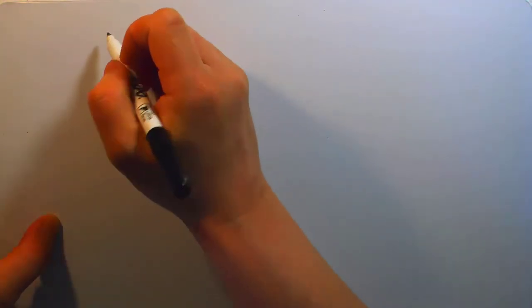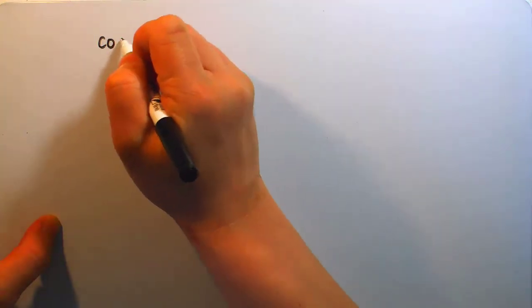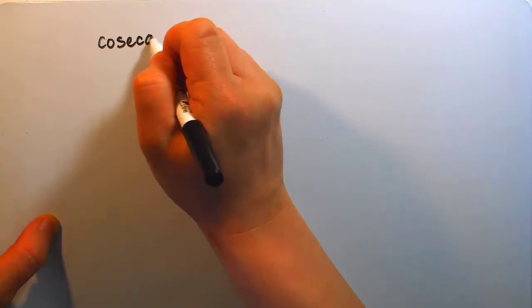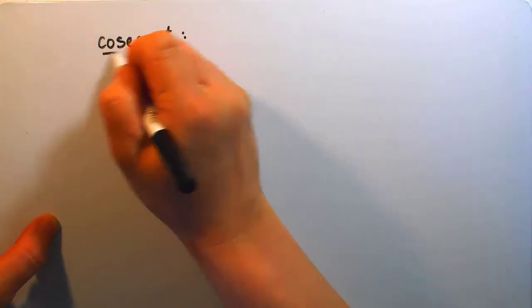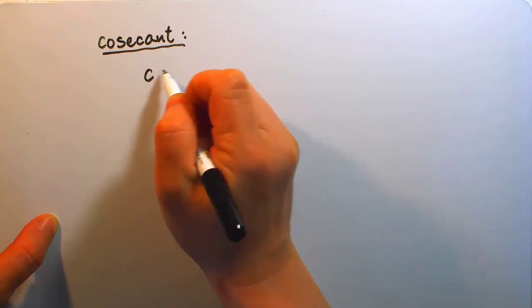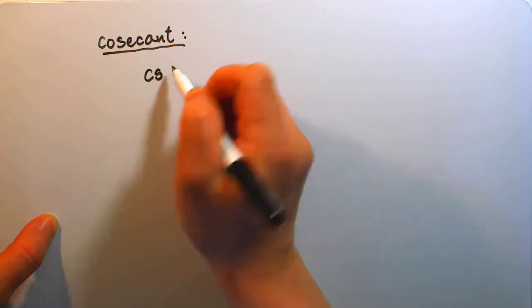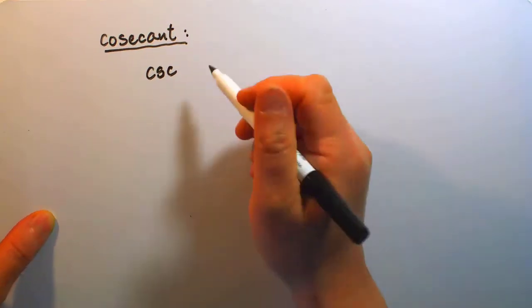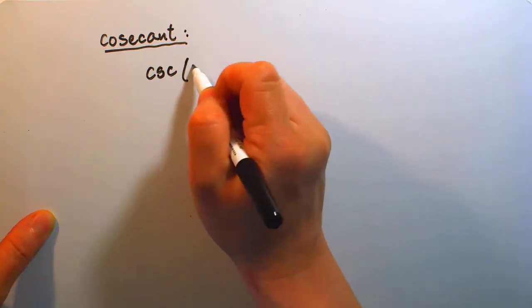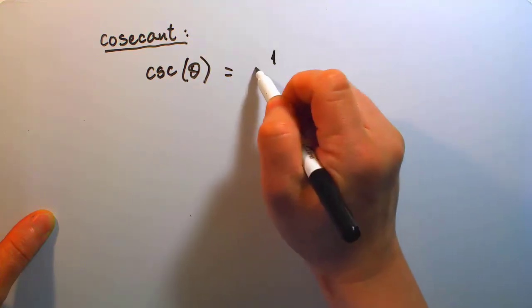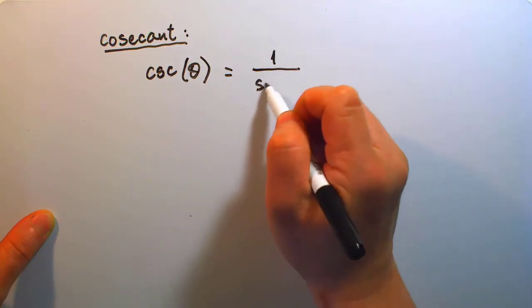And the last one on our list is going to be the cosecant. So cosecant, the symbol for that is CSC. So cosecant of an angle theta equals, by definition, the ratio 1 over sine of theta.